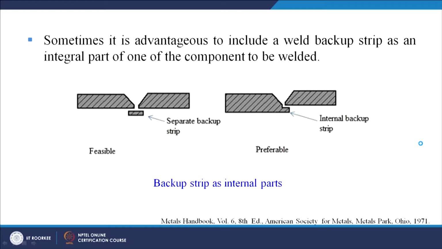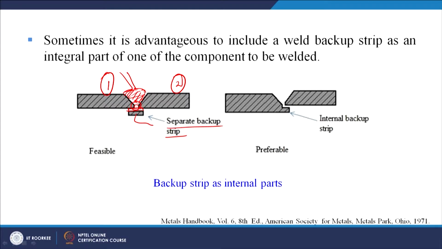Again, sometimes it is advantageous to include a weld backup strip as an integral part of one of the components to be welded. Now this is component number 1, this is component number 2. So these two have to be welded together. So we can make a separate backup strip here. So this backup strip can be placed here, so that when we are doing the welding operation in this zone, our metal is concentrated or weld pool is created here. So this backup strip can be used.